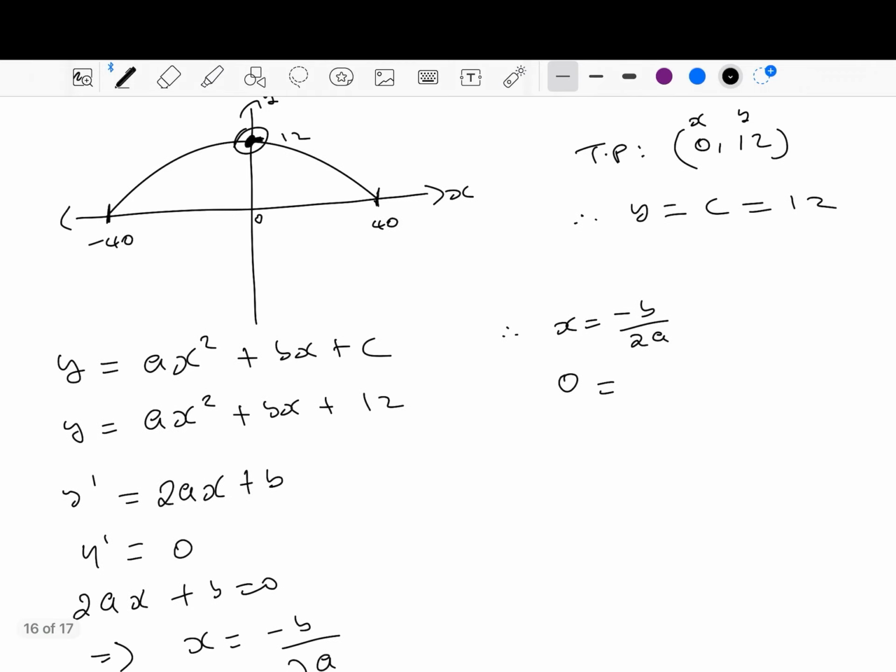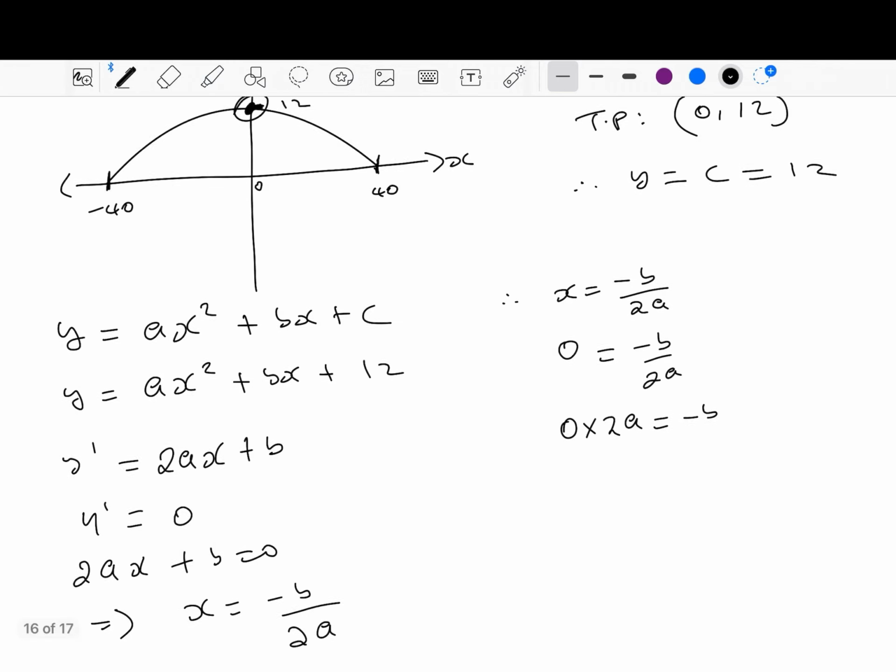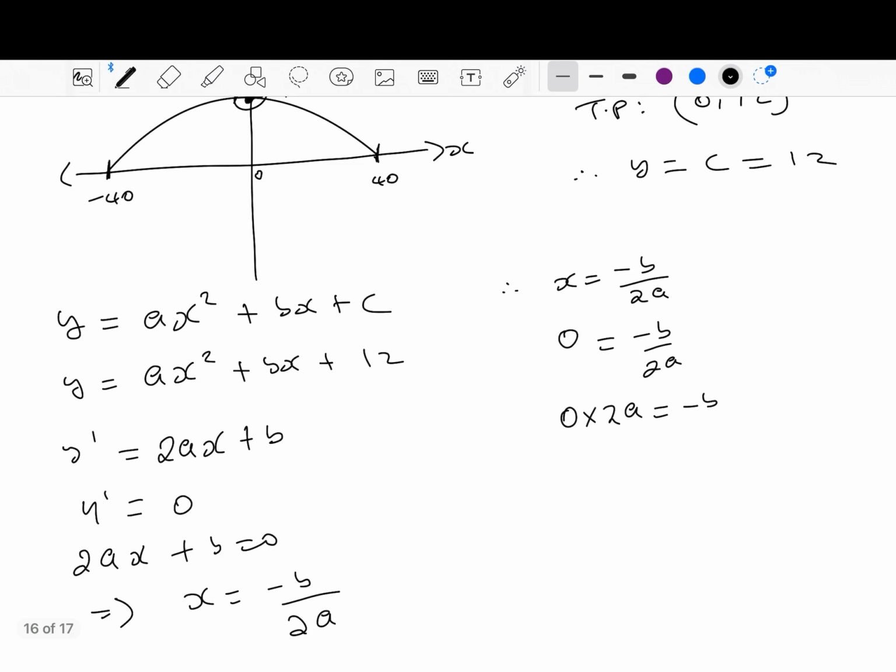The x value of the turning point is 0. So let's solve for b. If you cross multiply, it's going to have 0 times 2a is equal to minus b. Anything multiplied by 0 is 0. So 0 is equal to minus b, and therefore b is equal to 0, because if you divide by negative 1 on both sides, it's going to be 0. So b is equal to 0. Boom. Now we've discovered that b is equal to 0.